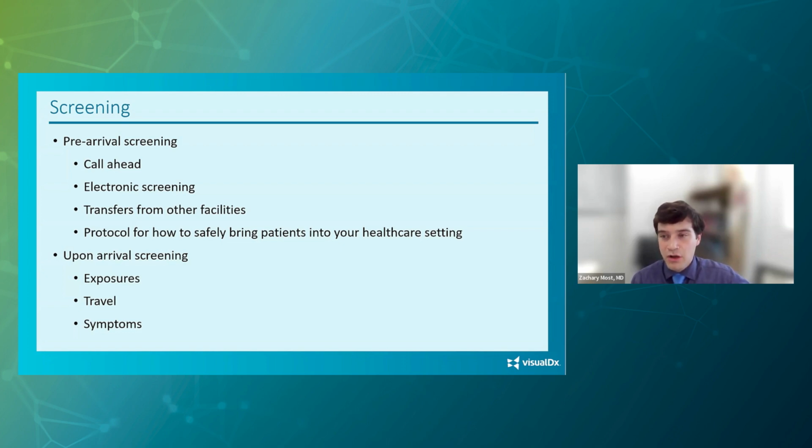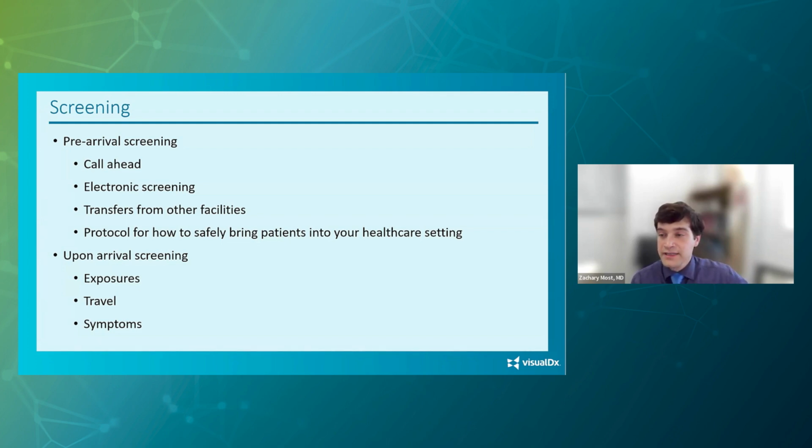This could be done via calling ahead or using some sort of electronic health record application for screening, and communicating with other facilities when people get transferred over. Think now about establishing a protocol of how you would safely bring somebody with suspected measles into your healthcare setting, perhaps using a back door or another entrance that doesn't involve going through a waiting room or a crowded hallway.